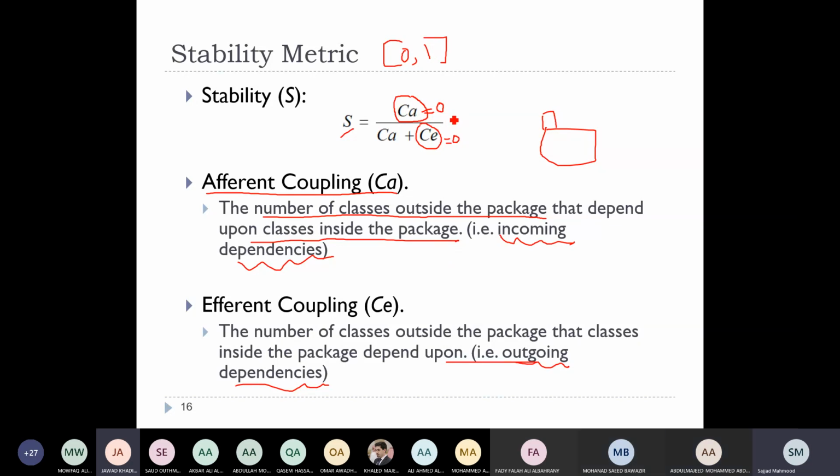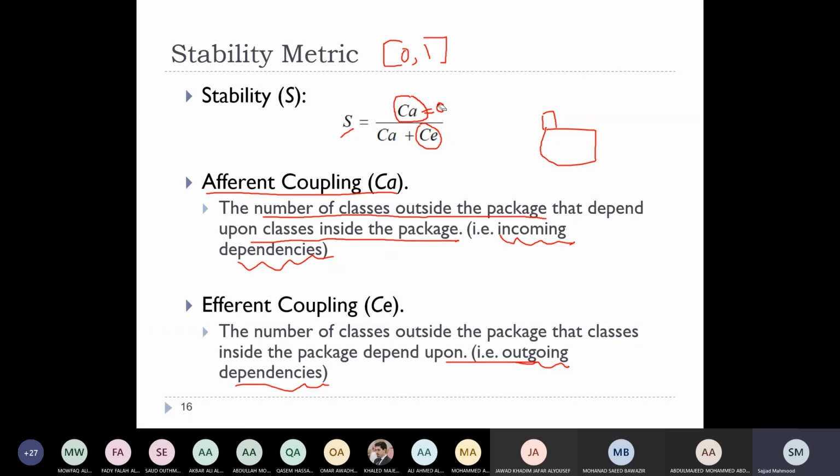It means undefined. It means the package is alone without any relationship. Yes, this means the package is alone. This is only one package, right? No incoming, no outgoing, right? Then I don't even care about stability, right? Correct? Yes. So everybody is on board with me here, right?